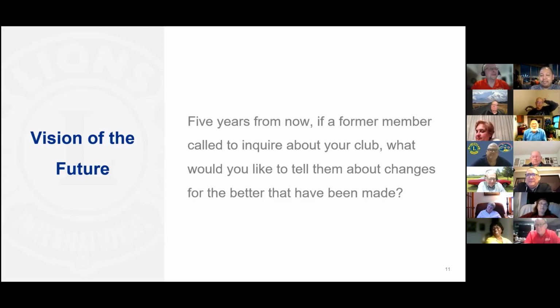this is a very unique process, and I realize we're speeding it up, but I hope that everyone walks away understanding that it's fun, it's easy, but it's so informative. And so we're going to go to room two and ask Lion Jim from Single District 10 to tell us one thing that you would like to be able to say was different about your club than 5 years from now.